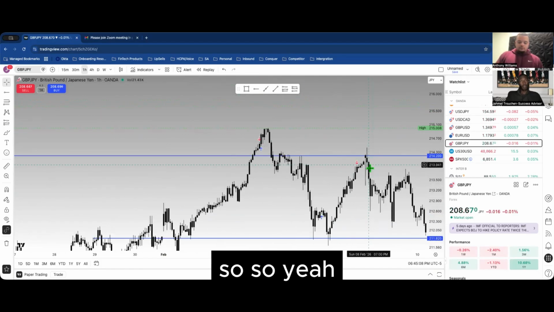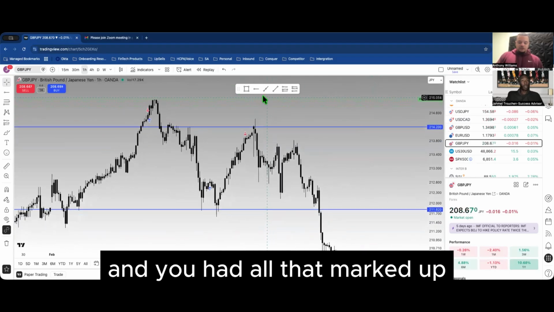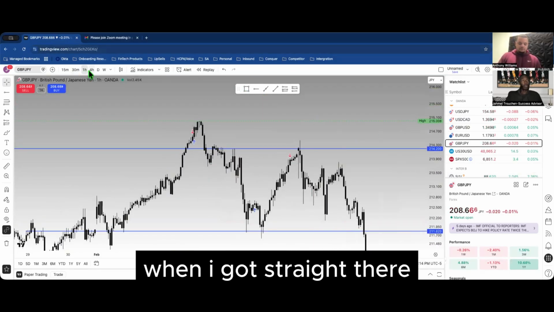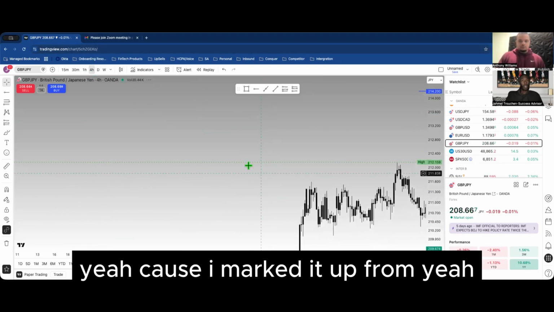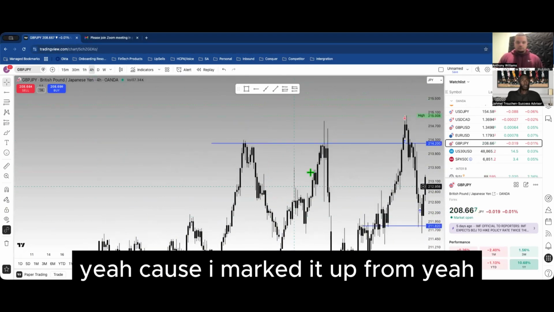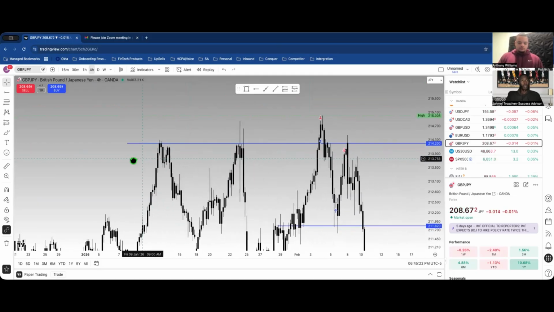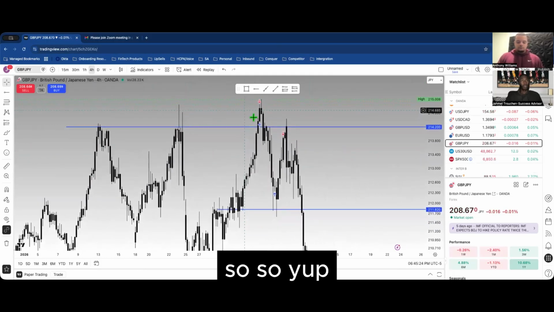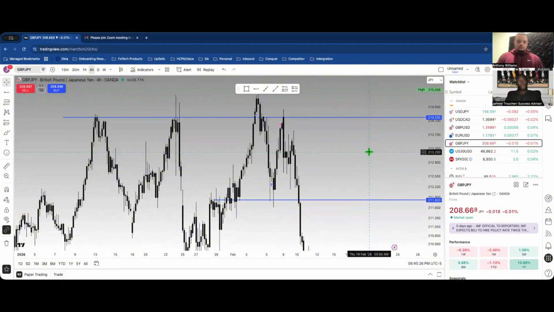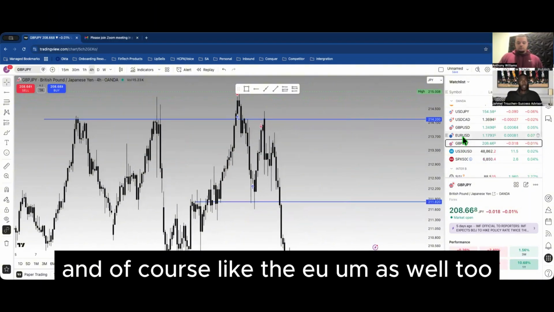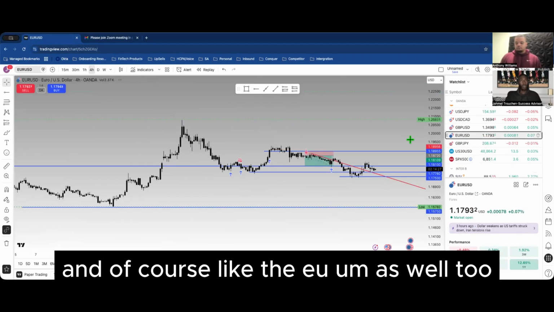And you had all that marked up. So I would have just taken the sells when I got straight there. Yeah, because I marked it up from here. But no, I am liking this, and of course the EU as well.